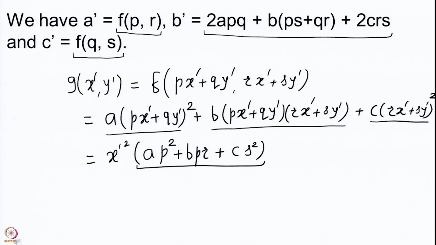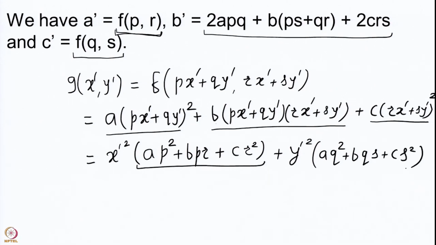We are looking at x prime square, so we should get r square coming from here. So, we immediately observe that this value is nothing but the earlier integral quadratic form evaluated on the integers p and r. Similarly, and I will not do this computation, y prime square is nothing but f of q, s. So, that is a q square plus b q s plus c s square.